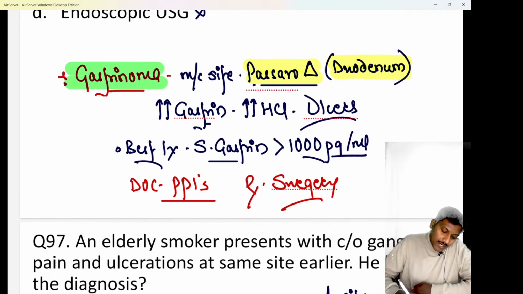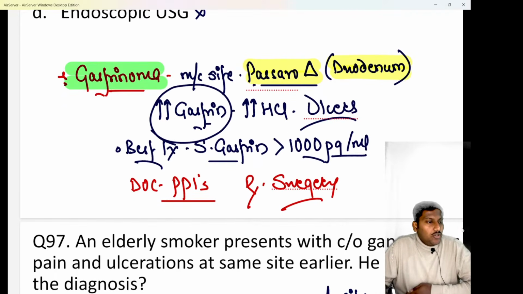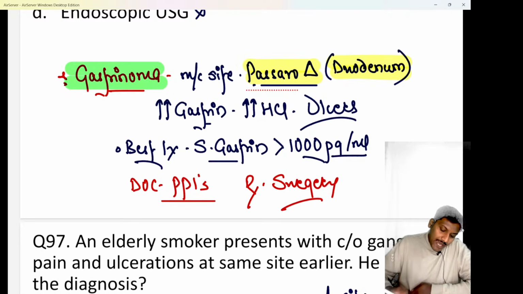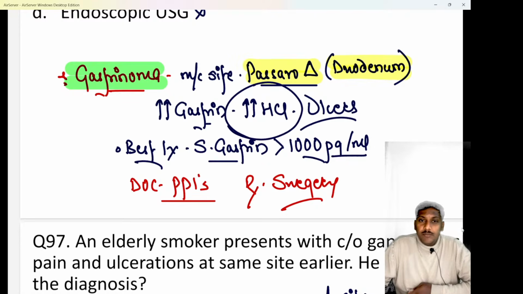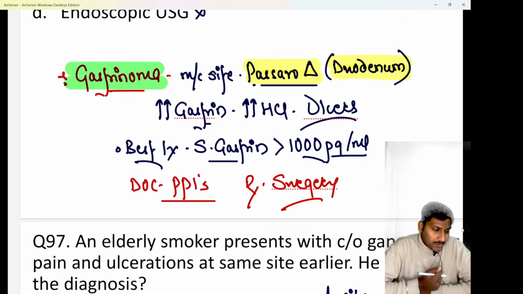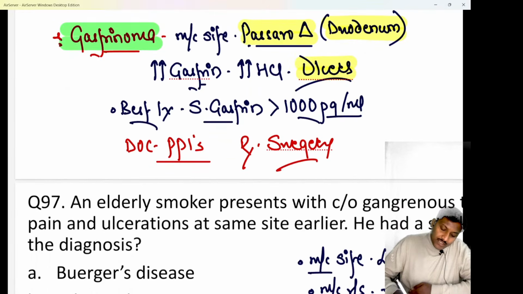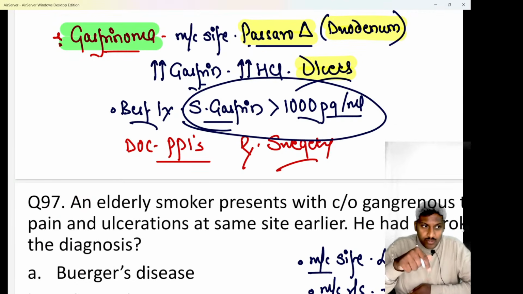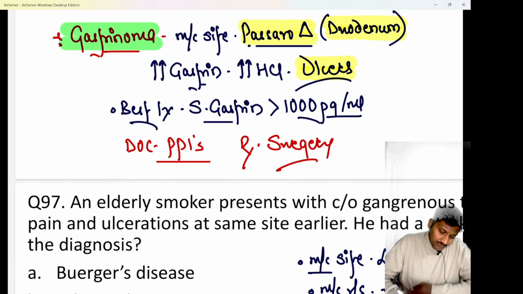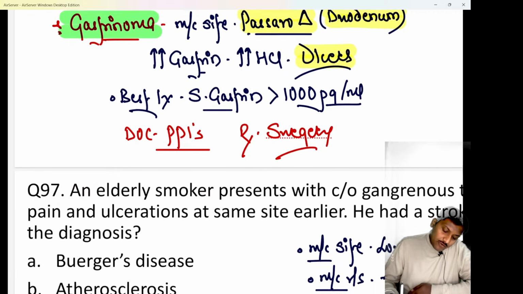As it is a tumor of G cells, it causes increased gastrin secretion, and more gastrin means more HCl secretion, which leads to recurrent or giant peptic ulcers in this patient. The best investigation to confirm a diagnosis of gastrinoma, the recent question in the examination, is serum gastrin levels more than 1000 picograms per ml.